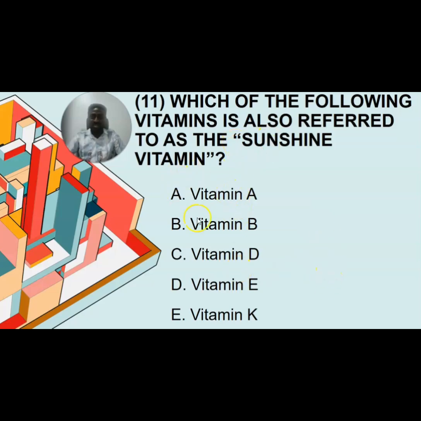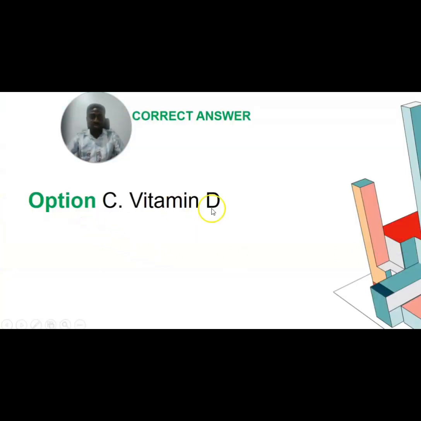So the sunshine vitamin is actually that vitamin we derive when we expose ourselves to the early morning sun, say from sunrise to between 9 and 10 a.m. It's very good for the body, and we call it the sunshine vitamin. So the answer is actually option C, vitamin D. All other options are not the sunshine vitamin. So let's review the answer. So option C, vitamin D, is the correct answer.